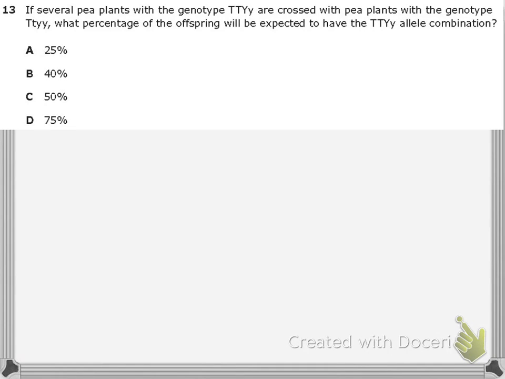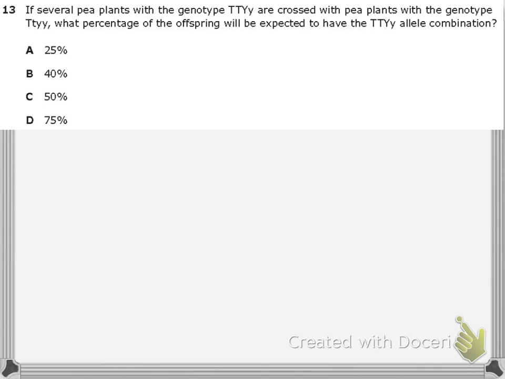Number 13 states, if several pea plants with the genotype TTYy, that is big T, big T, big Y, little y, are crossed with pea plants with the genotype big T, little t, big Y, little y, what percentage of the offspring will be expected to have the big T, big Y, little y allele combination?